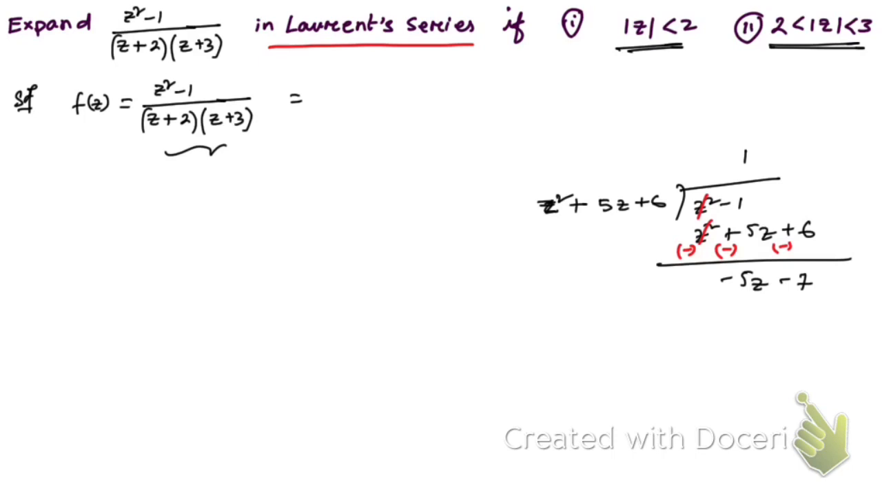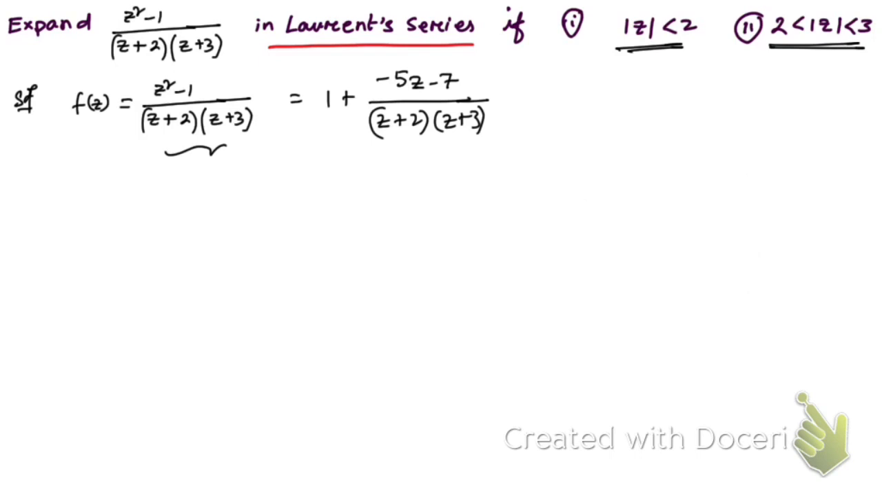So that's why we can write here 1 plus, the remainder is minus 5z minus 7 divided by z plus 2 into z plus 3, right? We can write this way. So hope you have understood this. Now let me cut this, and here you see we're going to apply partial fractions.